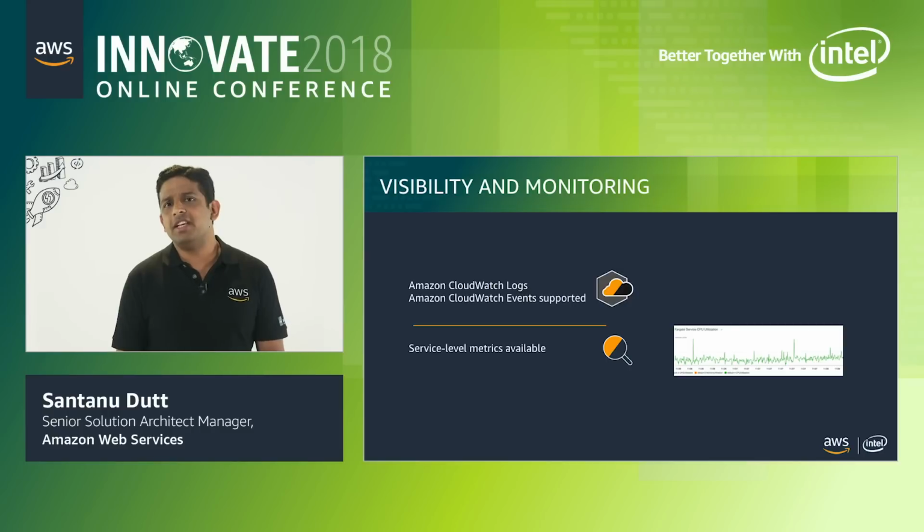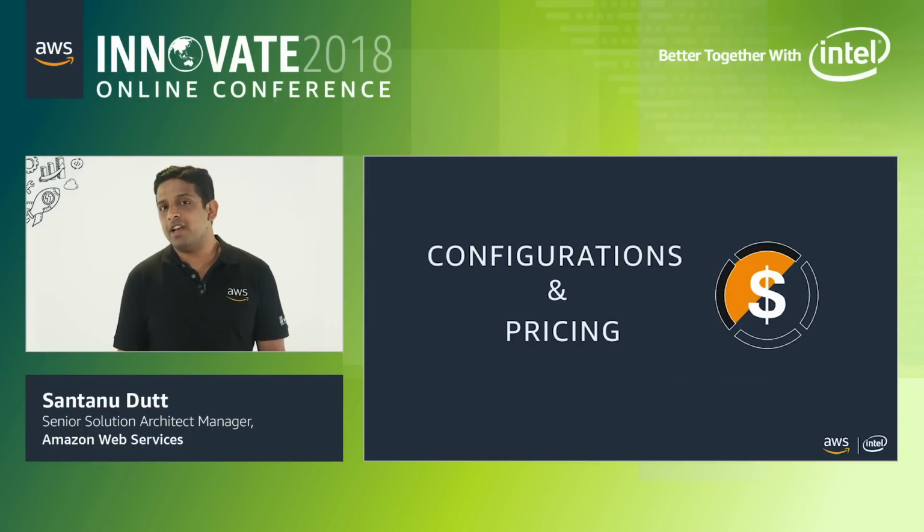Now, what kind of visibility and monitoring can one have? All application logs are sent to CloudWatch Logs and CloudWatch Events available in your AWS account. In addition, when you want to set up scaling rules for your services, you can monitor the service CPU and service memory utilization very easily. And lastly, what's the cost for running all of this? Let's look at how pricing and configuration works for Fargate.